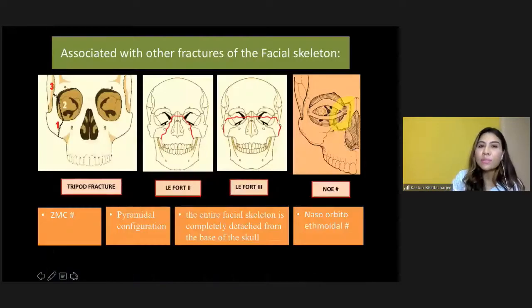But many times these fractures are associated with fractures of the facial skeleton, which can be a tripod fracture, which is basically a ZMC, that is a zygomatico-maxillary complex fracture, which can be in the form of tripod or quadripod. Then the Le Fort II fractures, the pyramidal fracture, which starts from the maxilla and involves the ethmoid, lacrimal and the nasal bone, usually bilateral. And the Le Fort III starts from the lateral wall of the orbit, involves the floor of the orbit, the medial wall of the orbit and the nose. So these are some of the associated facial fractures which we will see along with the orbital fracture, and the NOE fracture, which is a very complex fracture that I will come to later on.